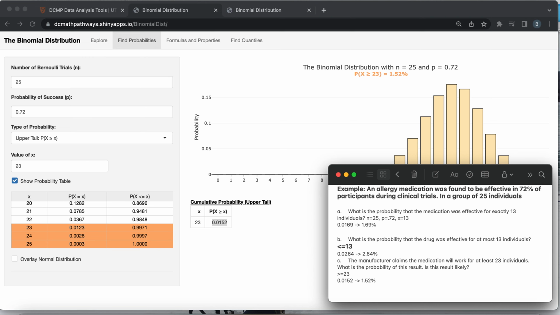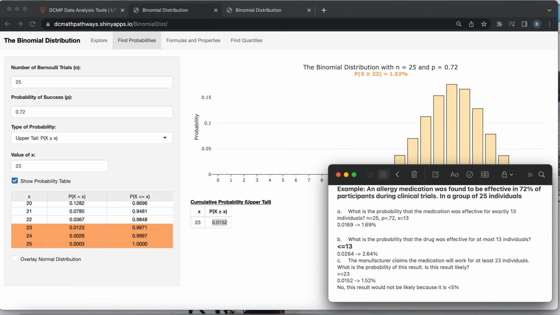So is this result likely? No, this result would not be likely because it is less than 5%. Remember, if it's less than 5%, we consider it unusual, not likely. So that means their claim is unlikely. So that is how you do these in binomial distribution.